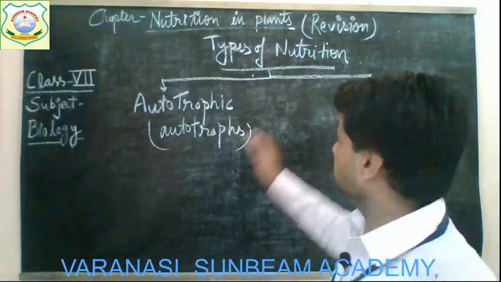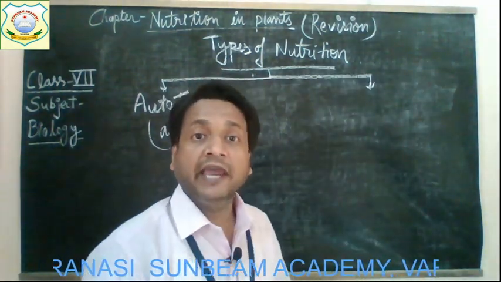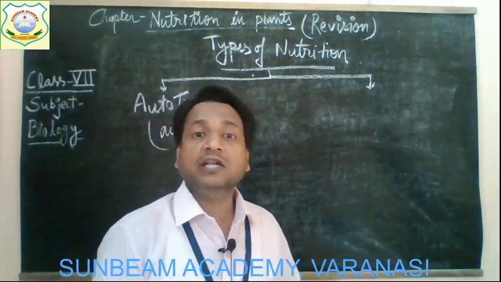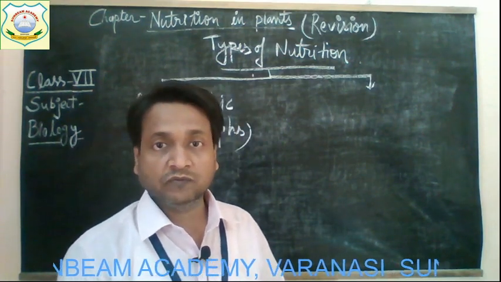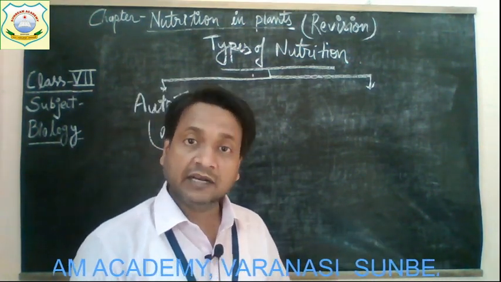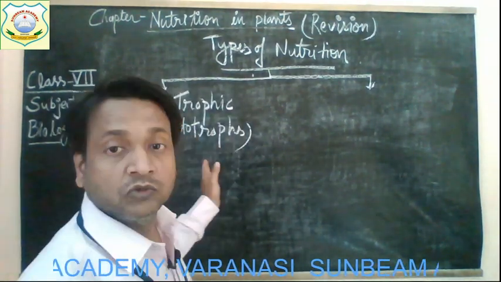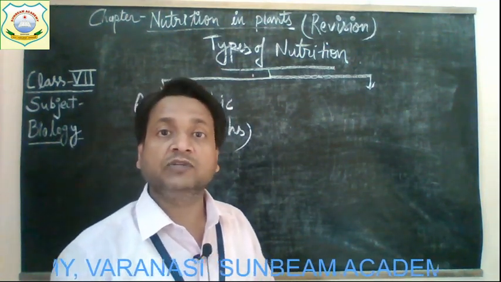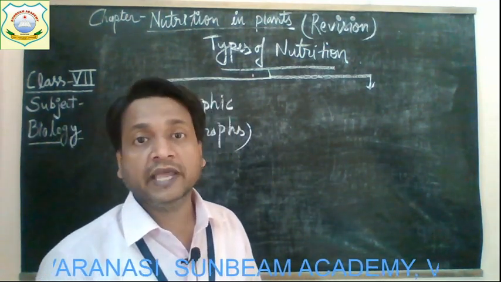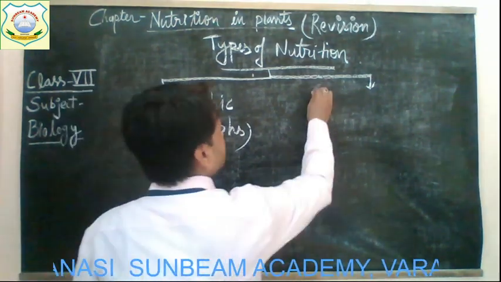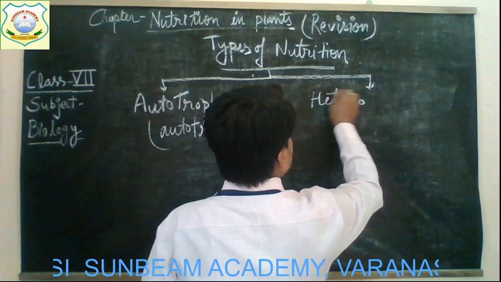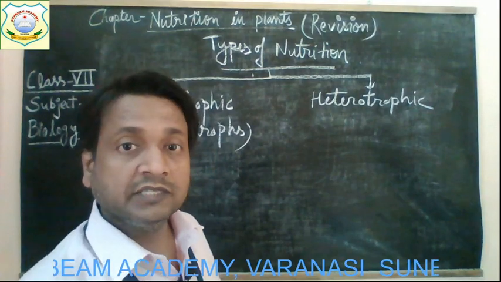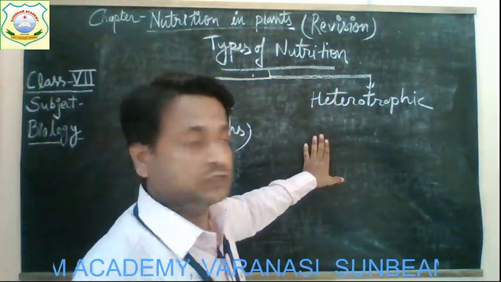Alright. Now, the second mode of nutrition is the heterotrophic mode of nutrition, in which the living organism is not able to synthesize its own food. They depend either directly or indirectly on autotrophs for their food. Such a mode of nutrition is known as the heterotrophic mode of nutrition, and the organisms are termed heterotrophs.